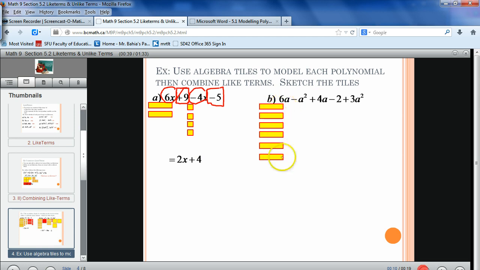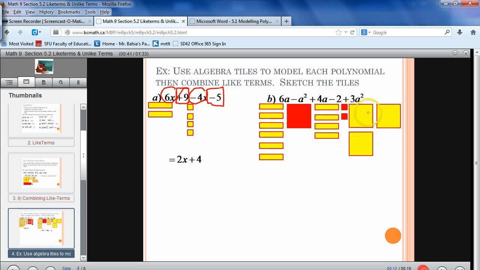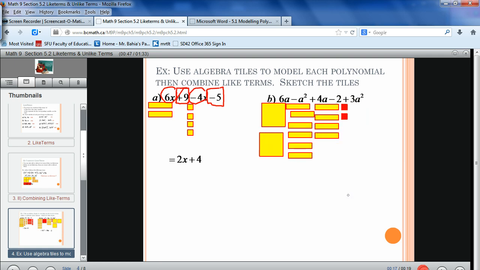Okay, for this one here, using algebra tiles, 6a looks like that. Negative a squared looks like that, it's red. Positive 4a looks like that. Negative 2, or red, looks like that. And positive 3a squared looks like that. Cancel out the opposite colors. Boom, gone. And there are no other opposites of these, so the answer just becomes 2a squared.